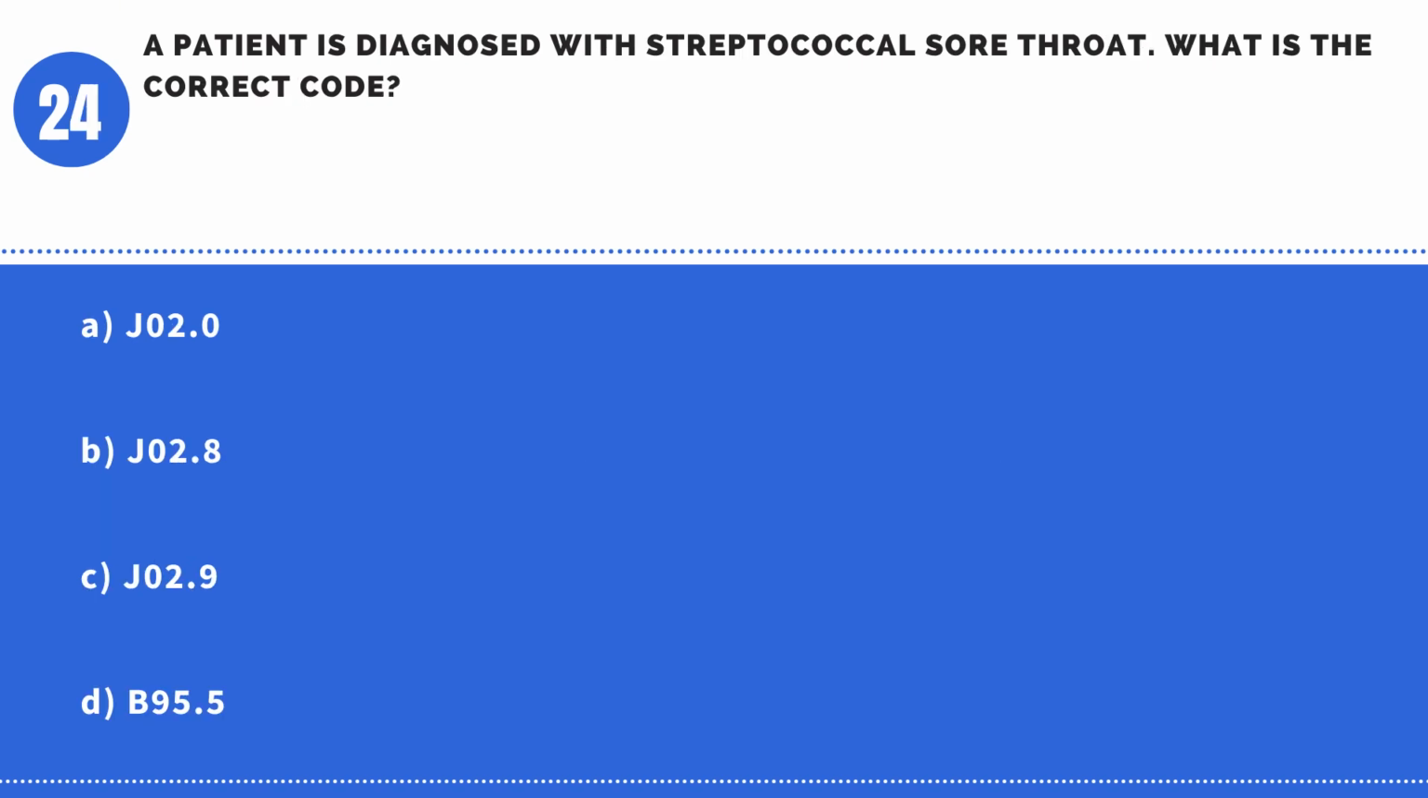Question 24. A patient is diagnosed with streptococcal sore throat. What is the correct code? A. J02.0. B. J02.8. C. J02.9. D. B95.5.